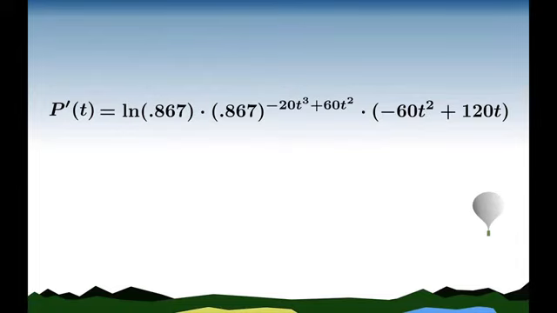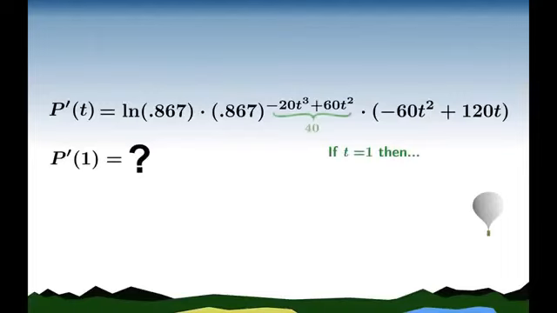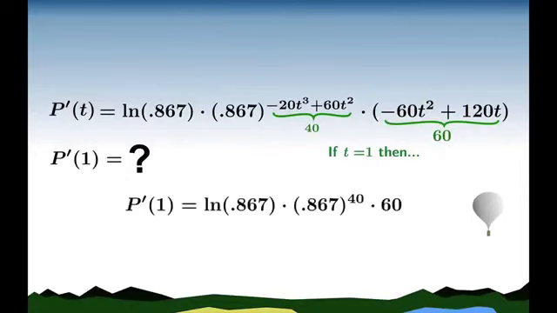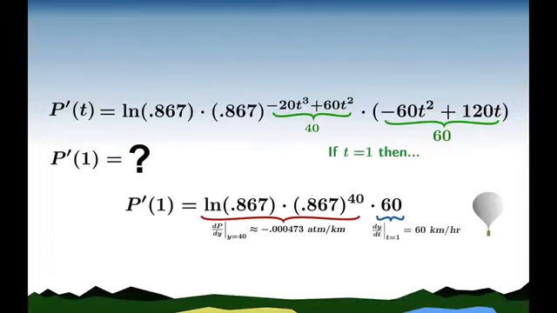If we return to our original question, which is what is the rate of change of pressure with respect to time when t equals 1, we can simply substitute 1 into this expression. And you'll notice that if t equals 1, this exponent is 40 and this expression is 60. And so p prime of 1 is equal to this expression, which hopefully you'll notice is dp/dy when y is 40, which we calculated earlier, and this is dy/dt when t equals 1. And so we've recovered the original rate we found earlier.